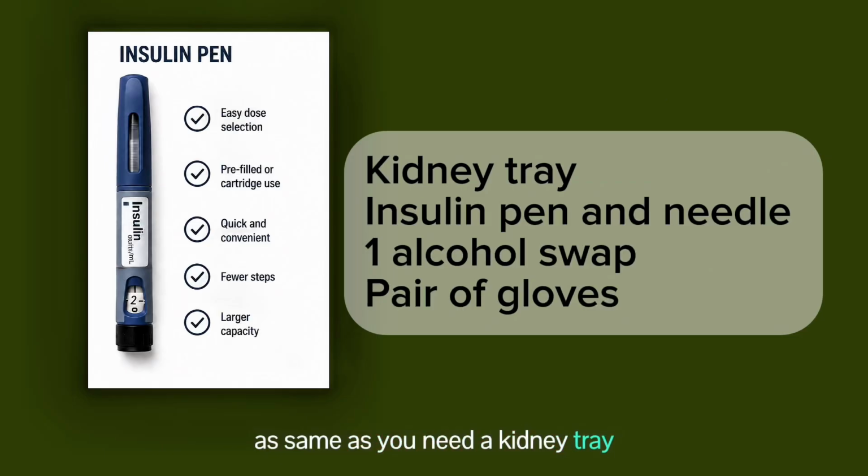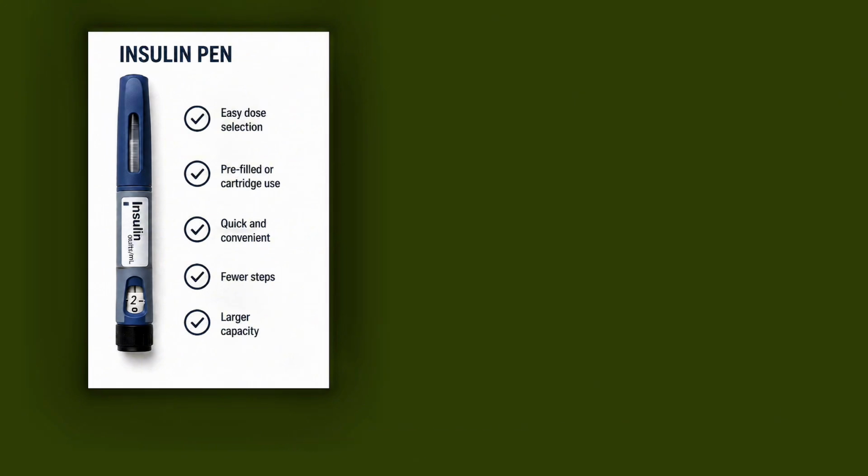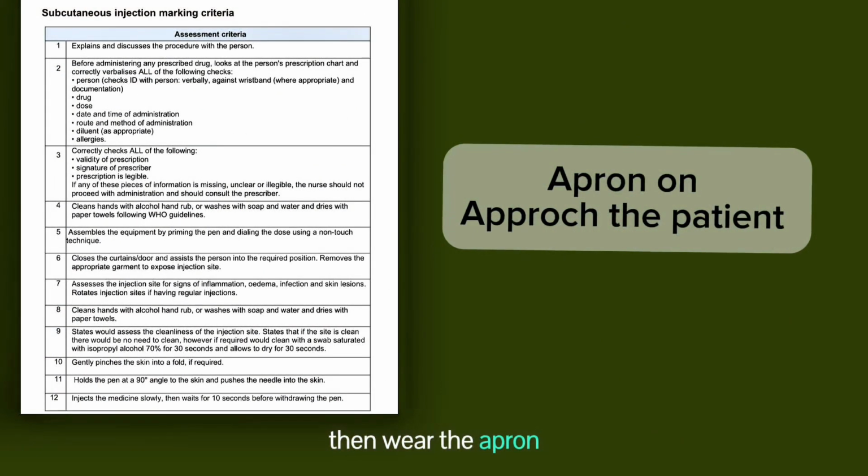Now arrange the articles. You need a kidney tray and just one alcohol swab in case you may need to clean the injection site. Insulin pen device and a small and thin needle which is used for the insulin pen device. And a pair of gloves. That's all. Then wear the apron. Then approach the patient with the tray and the prescription sheet.